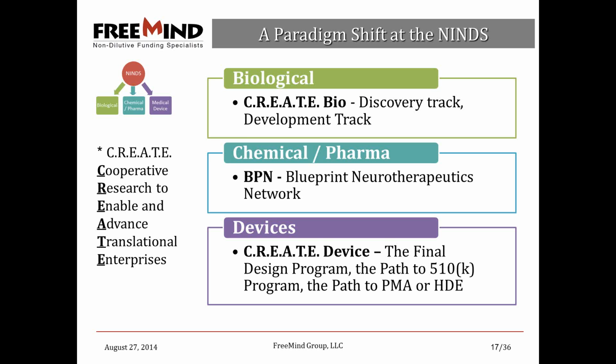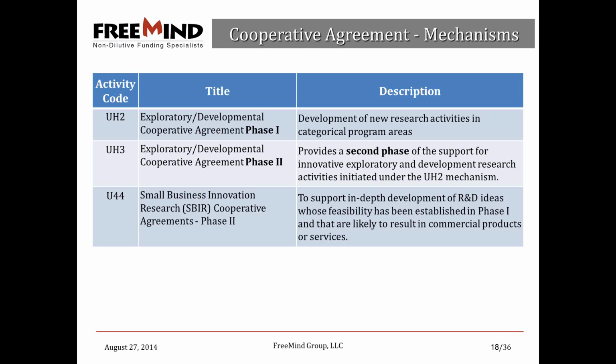The UH3 Exploratory Developmental Cooperative Agreement, Phase 2, provides the second phase of the support for innovative exploratory and development research activities initiated under the UH2 mechanism. So usually only UH2 awardees are eligible to apply for UH3 support. However, there are times when they make exceptions. And it's worth noting that the UH2 and the UH3 are filed together, almost like a fast track, which is why you will see them together in future slides. They're awarded in stages. After you win a UH2, you will have to reach certain milestones, which will be reviewed, and if they feel that you were successful, they will award you the UH3.